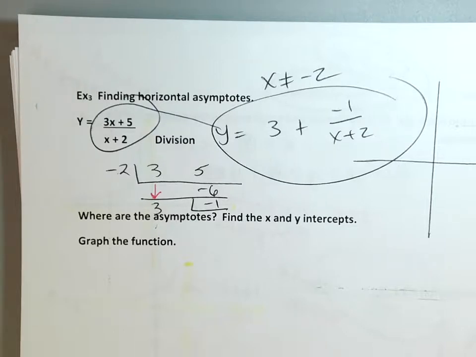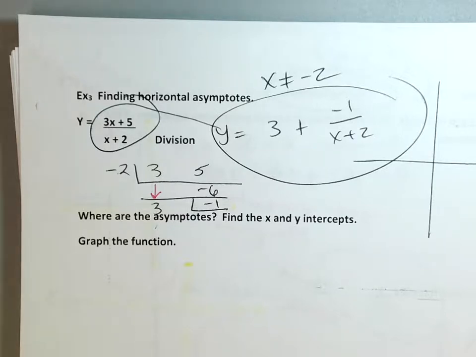So I got my 3, and then plus my -1 over what I divided by. One more time: this is a regular 3 because it's 1 less power. So it's 3 plus -1 over x plus 2. So now, that's where my horizontal asymptote is, and that's where my vertical asymptote is, so I can put this in.